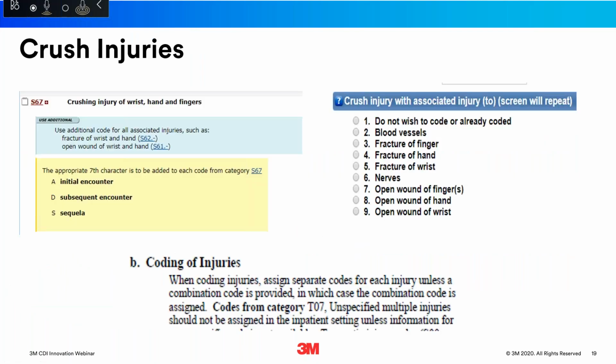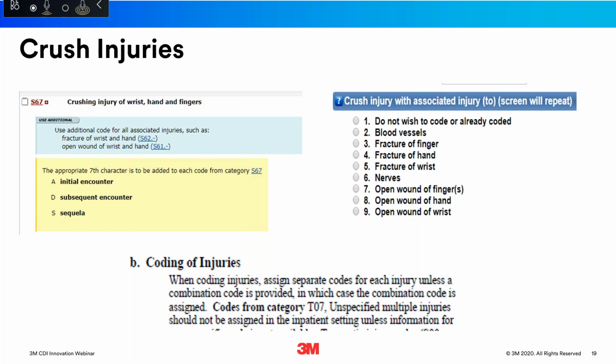Another thing in ICD-10 that's changed a bit is the coding of crush injuries. Crush injuries in ICD-10 are coded with 2 codes plus your external cause code. If you look at category S67 on the left, this is how you would code a crush injury of a hand or wrist or finger. But in this case, I'm using the example of hand.